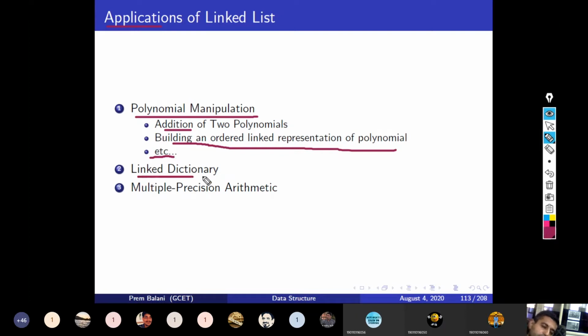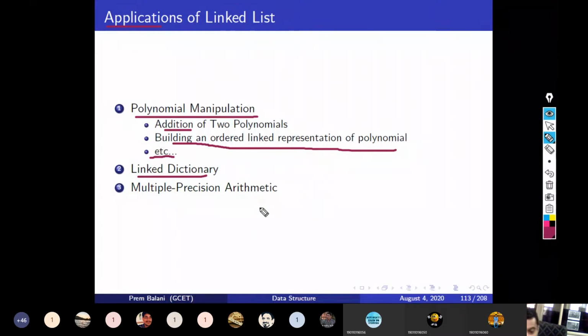Then linked dictionary. So you can build a linked dictionary. In Wikipedia you can see there are many words which are linked to other pages in Wikipedia. So this is an example of a linked dictionary, right? In a program also you can implement this linked dictionary. It's a very interesting program, right?